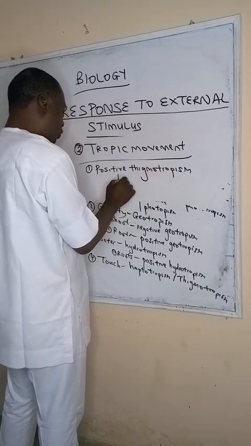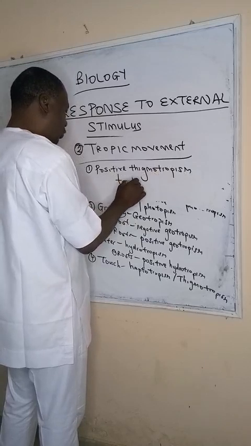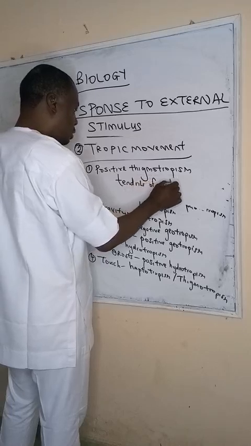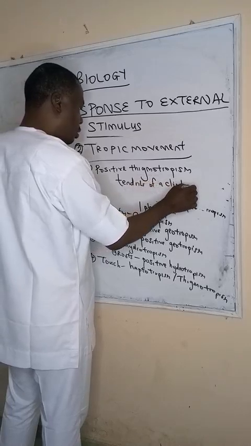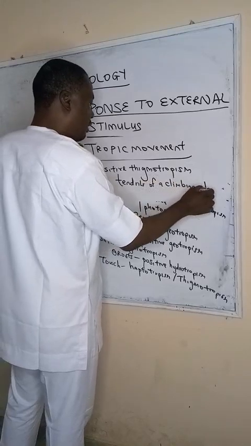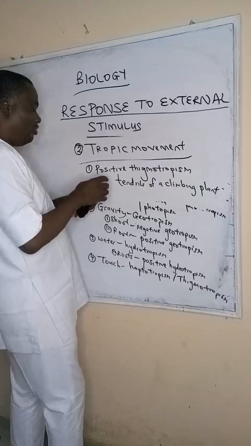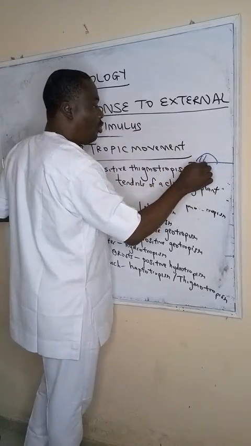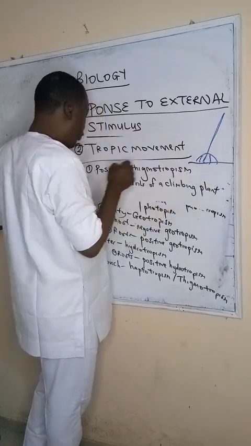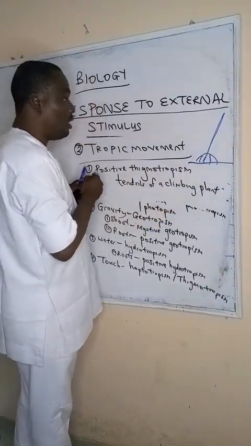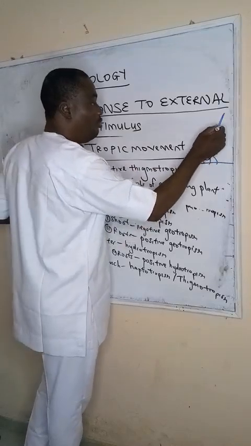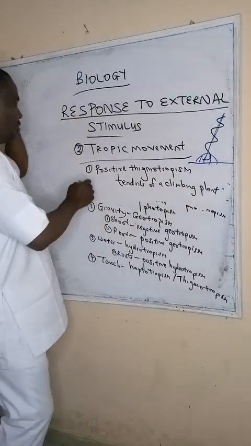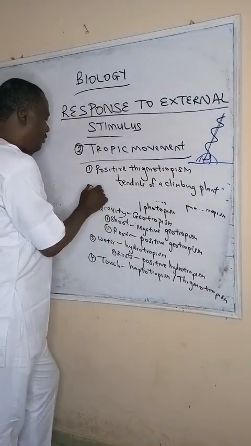You can say tendrils, the tendrils of a climbing plant, like yam now. Tendrils of a climbing plant. You see, when you put a ridge of the soil, and you put a stick, what will happen to the yam? The yam leaf, it goes around the stick. That's called growing yam tendrils. It shows positive thigmotropism.